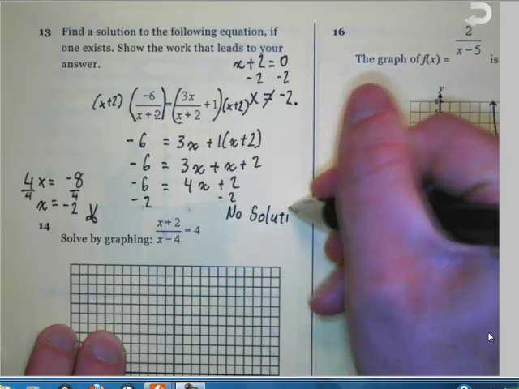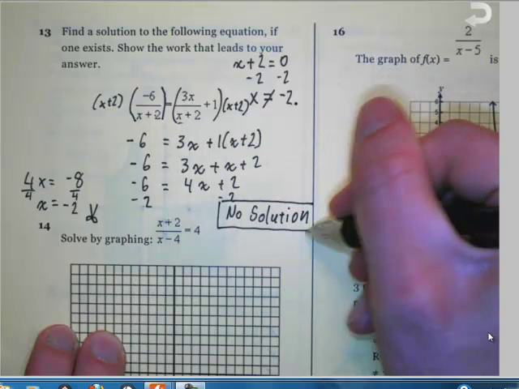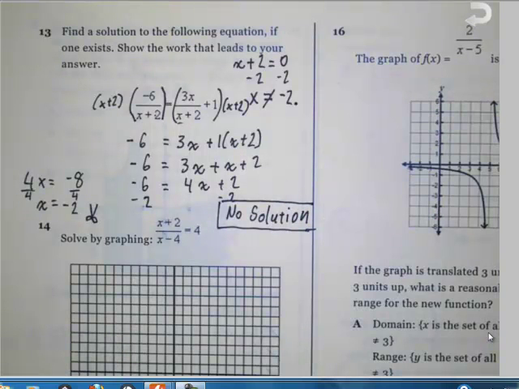If, however, you put that x was equal to negative 2, you were algebraically correct, but your final solution was wrong, which is unfortunate. Okay.